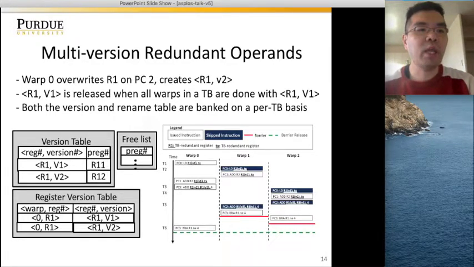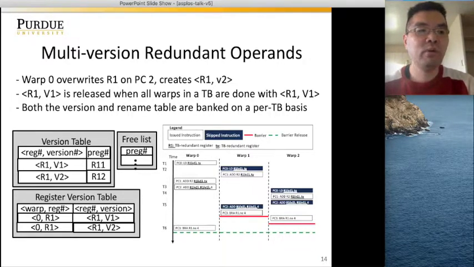The register version table maps a warp's register number pair to this warp's register number and version number pair. When a kernel with thread block redundancy is launched, we allocate a portion of the physical register file space for renaming. Each time a redundant register is written, we create a new version of the register, tagged with the number of times it has been written by this thread block.